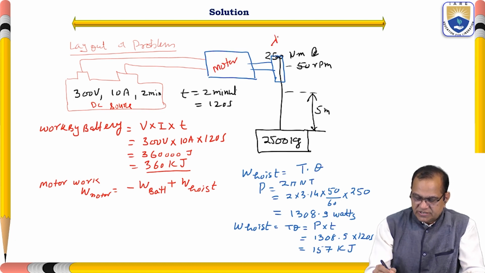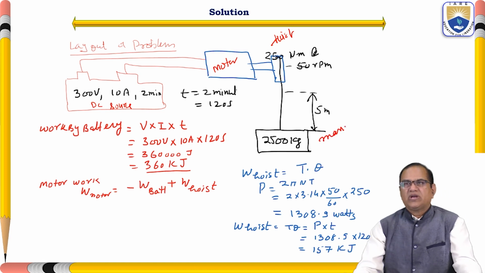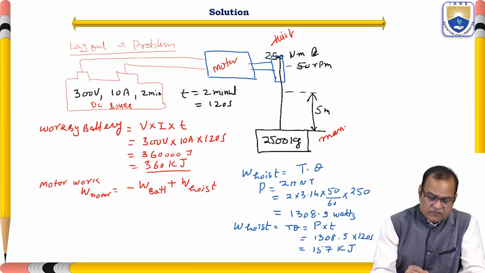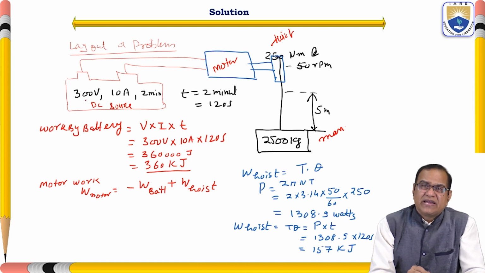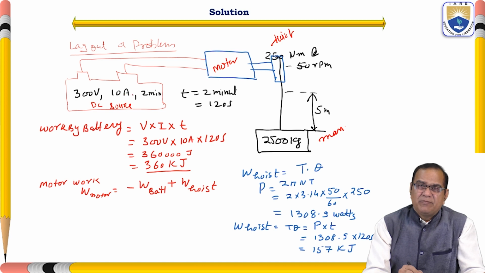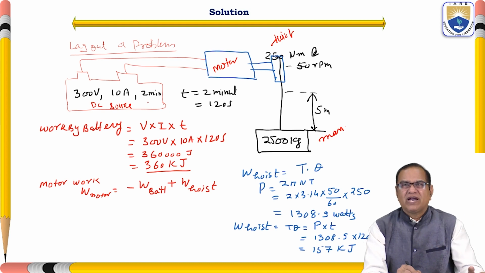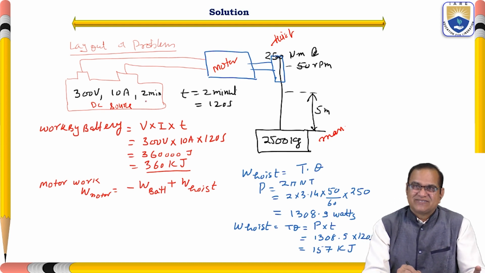This is the hoist. And this is the mass. Okay, so from this DC source we are getting 300 volt of power supply, 10 amperes of current, and that is for 2 minutes. 2 minutes we can make as 120 seconds. Okay, so we can write 120 seconds.